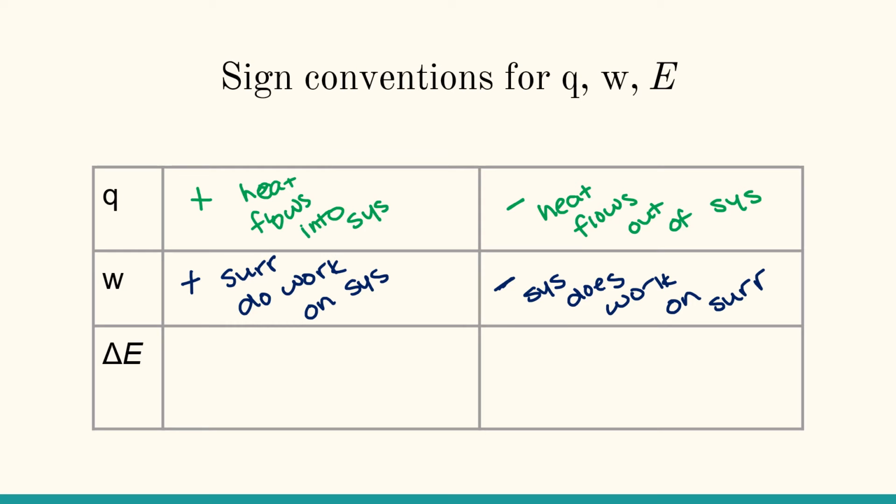Delta overall energy change. So if it's positive, that means it's going to be endothermic. So there's going to be energy flowing. If it's negative, that's going to be exothermic. That means the total energy is flowing out of the system.